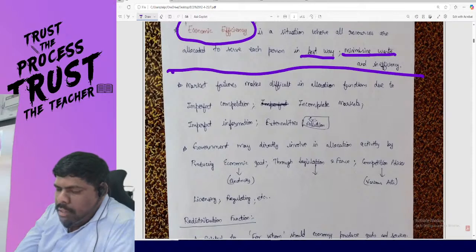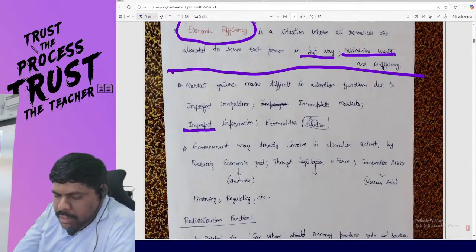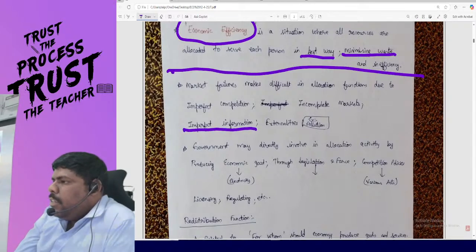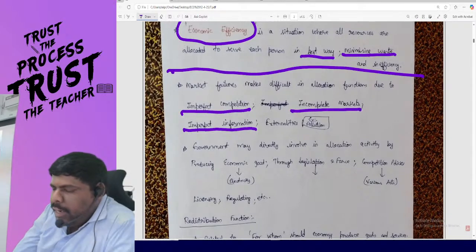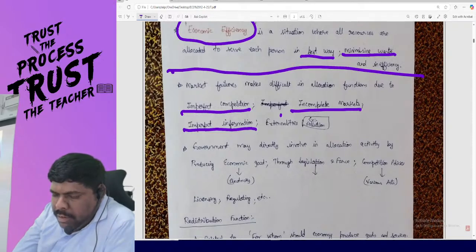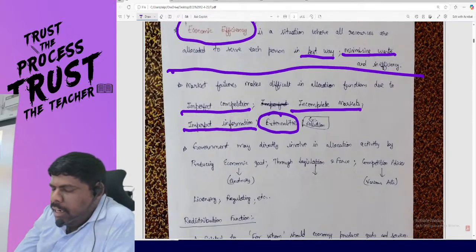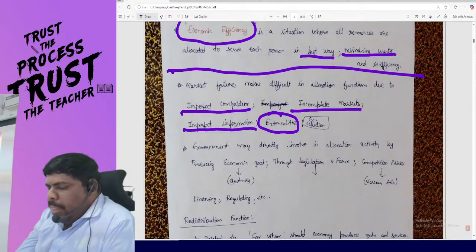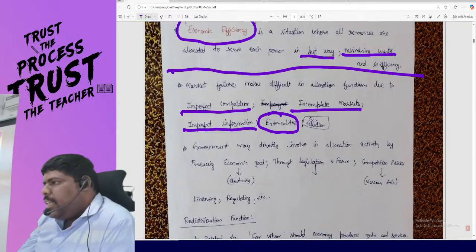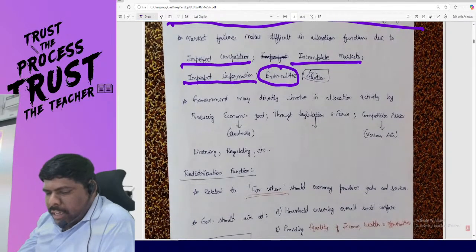When will the market become a failure? First, when there is imperfect information, imperfect competition and an incomplete market. Now listen, there is one major concept called externality. They have asked a lot of questions on externality. Even last time, there were some 2 questions on this topic. Just have an idea; I will explain each and everything in a detailed manner.